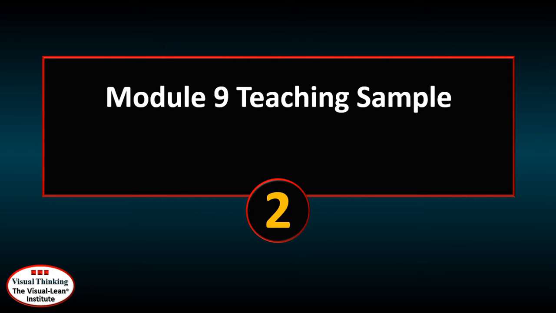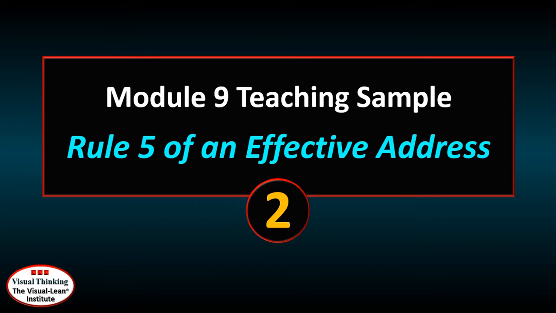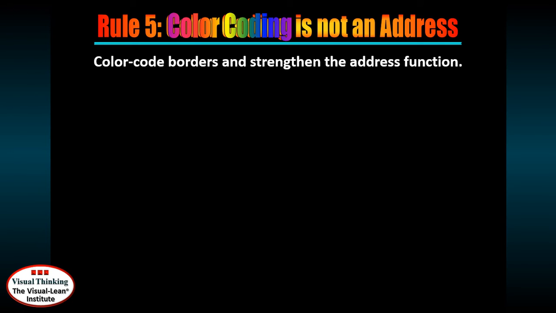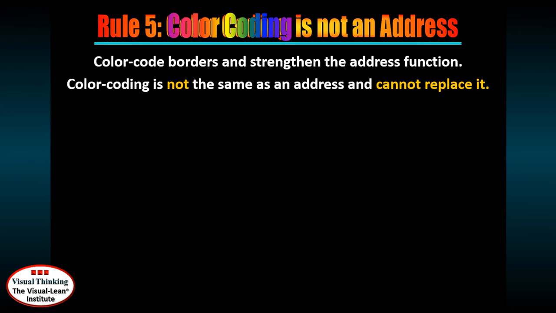Effective addresses follow 7 rules. This teaching example presents Rule 5. Rule number 5, do not use color coding as an address substitute. This is a big no-no. We color code borders in order to make a match that strengthens the address function, but not replace it. Color coding is not the same as an address, and it cannot replace the address.